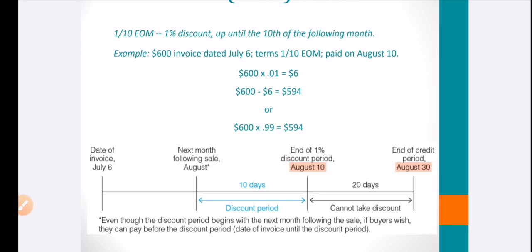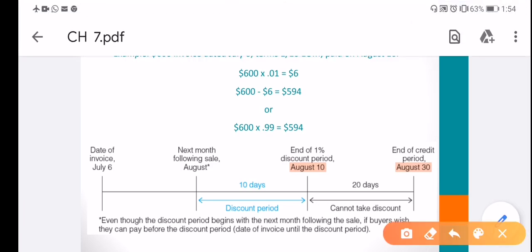So we continue with the example. We paid on August 10. So where is August 10? August 10, it is here. It is the last day that you are willing to take this discount, so we take the discount.